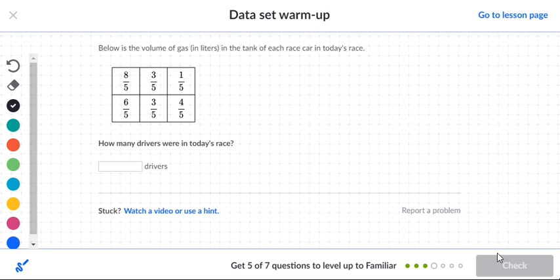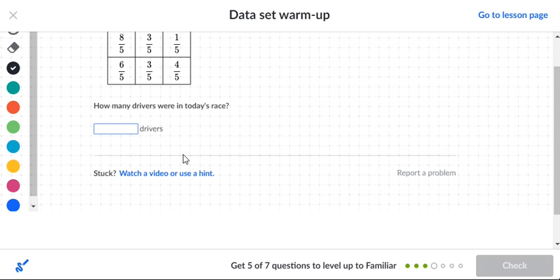Below is the volume of gas in liters in the tank of each race car in today's race. How many drivers were in today's race? Well, if we look at it again, it says below is the volume of gas in liters in the tank of each race car in today's race. So we would see that there are 6 different fractions here. Since there are 6 different fractions, 6 different cars, we would have 6 different drivers.